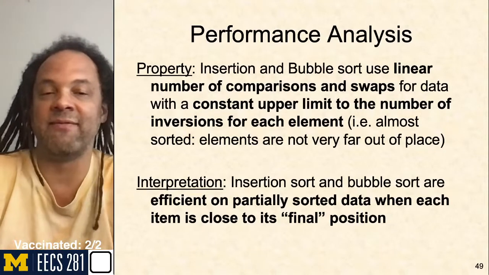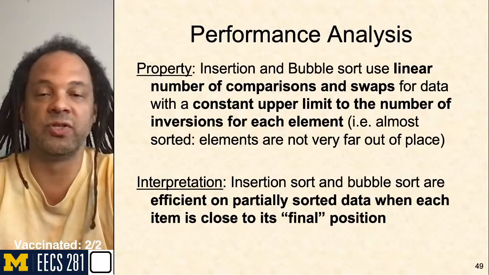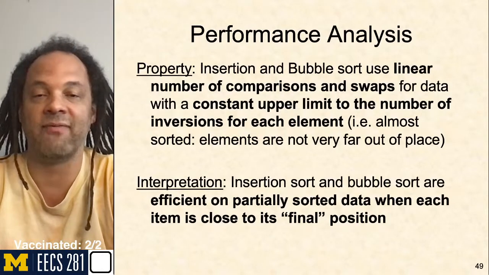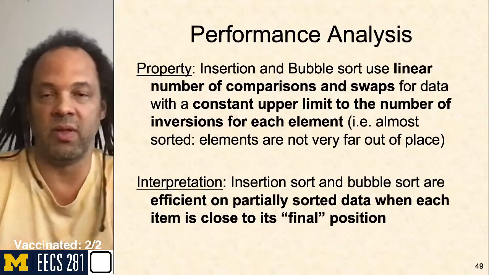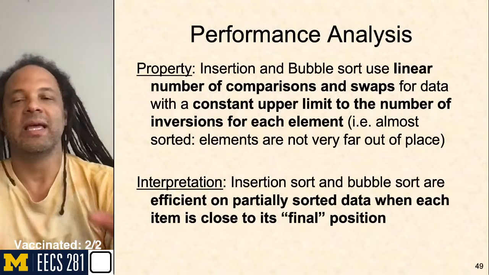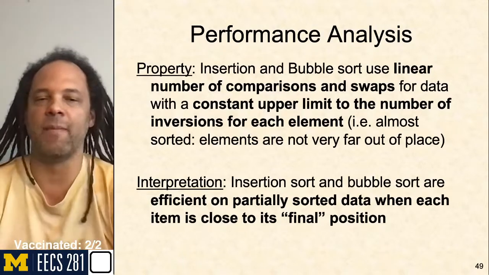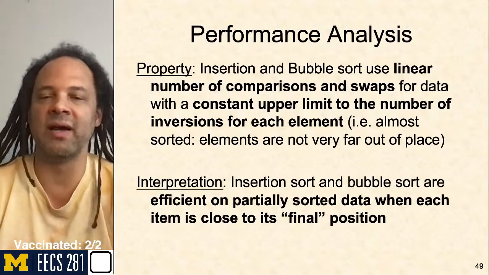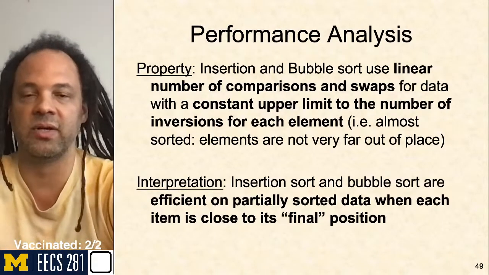So that means that it's nearly sorted. Each element is not very far out of place. Each element may be a small number of inversions away from where it belongs, but we don't have any elements that are almost n away from where they belong. So when that's the case, insertion sort and bubble sort are very efficient on partially sorted data, as long as each item is close to its final position. So that's good.